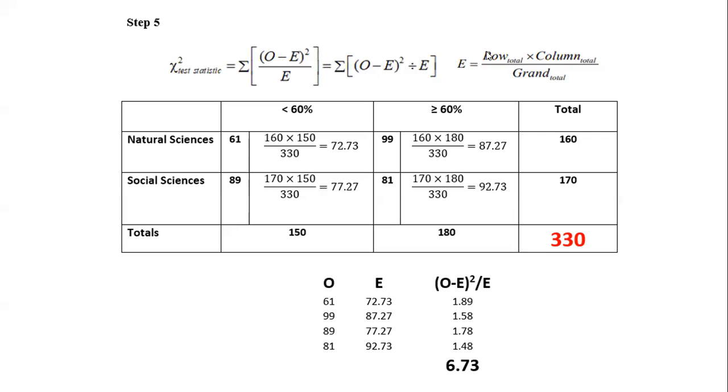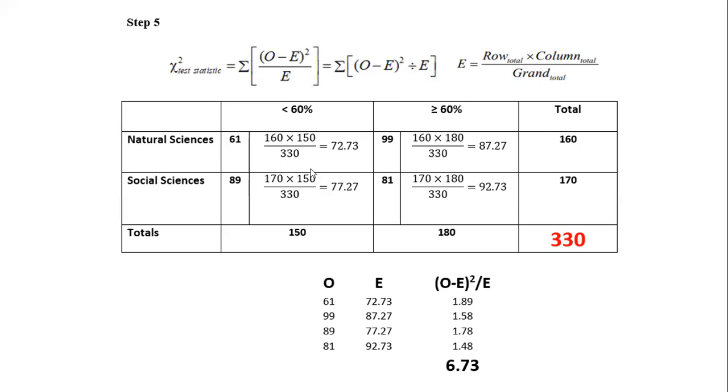So the expected value is calculated using this formula: the row total times the column total divided by the grand total. You must find the totals of the columns first by adding the observed values. 61 plus 89 will give us 150. 99 plus 81 will give us 180. And you have to calculate the row totals. 61 plus 99 will give us 160. 89 plus 81 will give us 170. And then the grand total will be the addition of the subtotals. 160 plus 170 will give us 330. 150 plus 180 will give us 330.